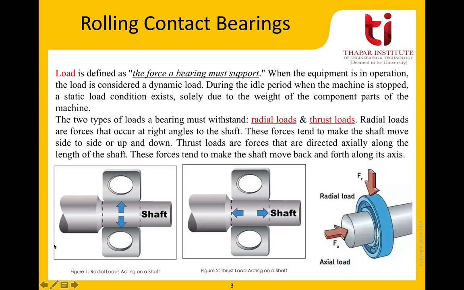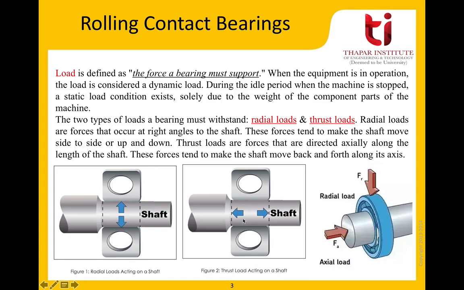Figure 1 here depicts radial loads acting on a shaft. This is the shaft, and this portion is basically the bearing which is supporting the shaft. Figure 2 depicts the thrust load acting on a shaft. Now, radial loads are forces that occur at right angles to the shaft. These forces tend to make the shaft move side to side or up to down. The thrust loads are forces that are directed axially along the length of the shaft. These forces tend to make the shaft move back and forth along its axis.